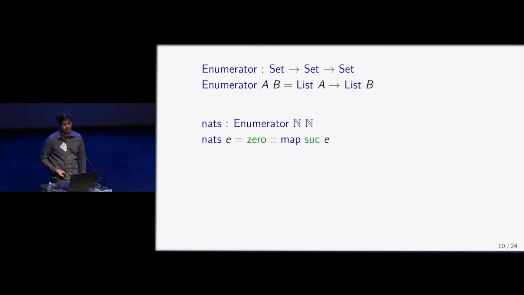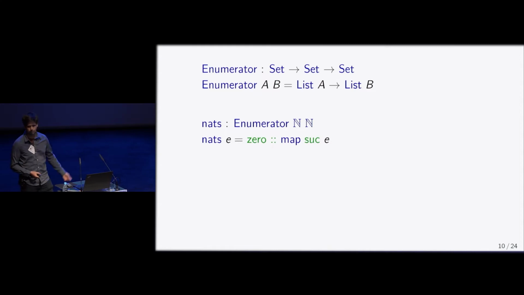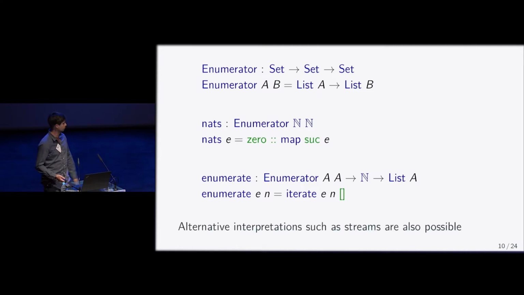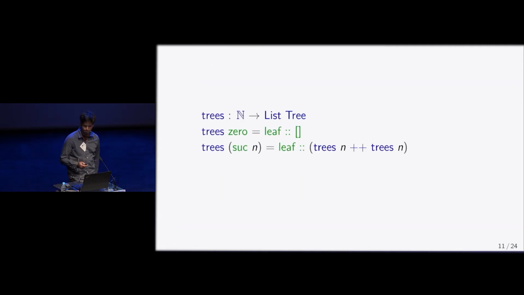a different type. And an example of such an enumerator is the enumerator for natural numbers that we can define as follows, which just says to enumerate the natural numbers, we either have 0 at the head of the list, or we map successor over the recursively enumerated values. And then to extract something usable from such an enumerator, we can write a function enumerate that iterates these enumerators up to a given depth bound. There are alternative interpretations of these enumerators, like co-inductive streams, but I won't go into that during this talk.